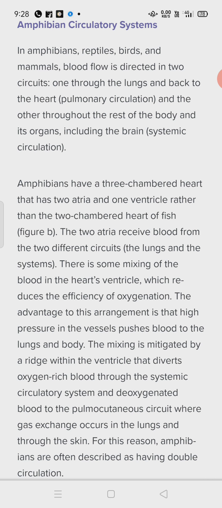For this reason, amphibians are often described as having a double circulation. As compared to the fish, it has the double circulation because both the oxygenated as well as the deoxygenated blood circulation takes place here. But unlike that of birds and mammals, the efficiency of oxygen supply to the cells is lower. Understood?